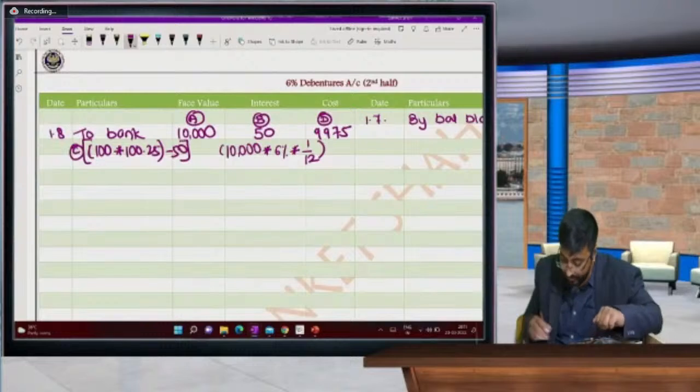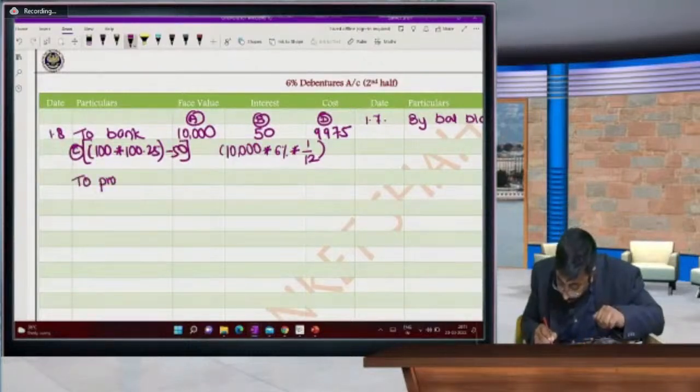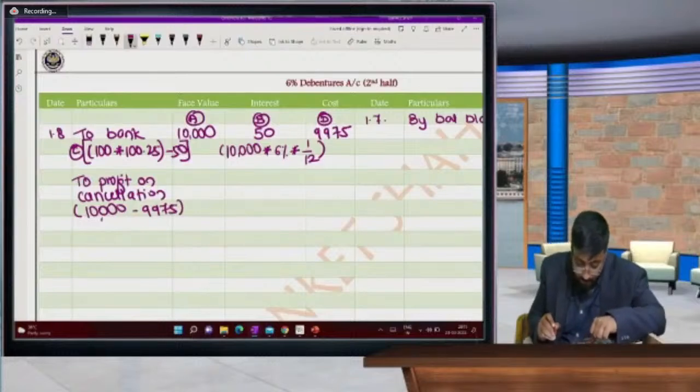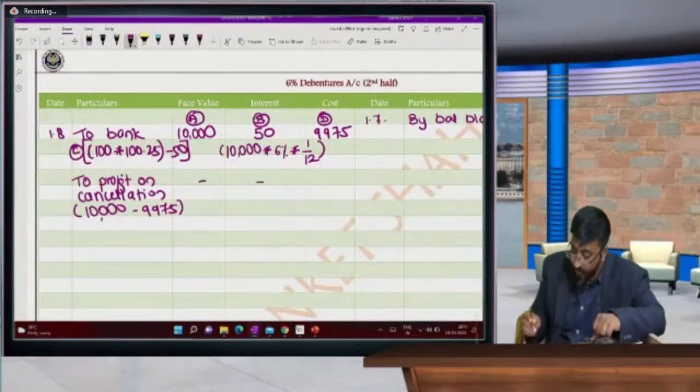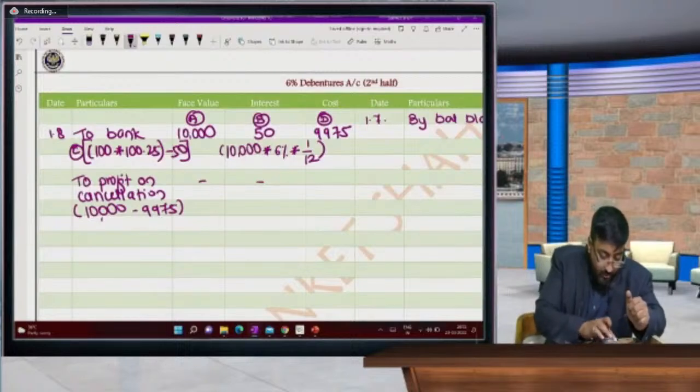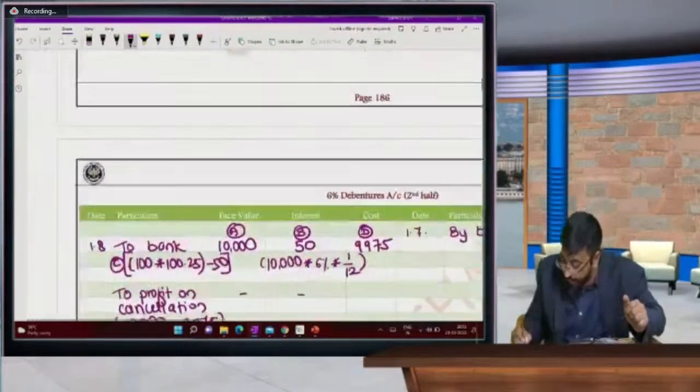Yes. And then profit on cancellation. What is the profit on cancellation? 10,000 is the face value, 9975. So C, 9975. So 10,000, so this is 25 rupees.